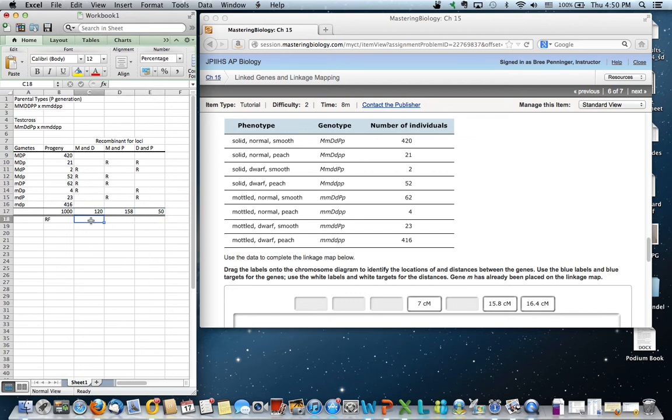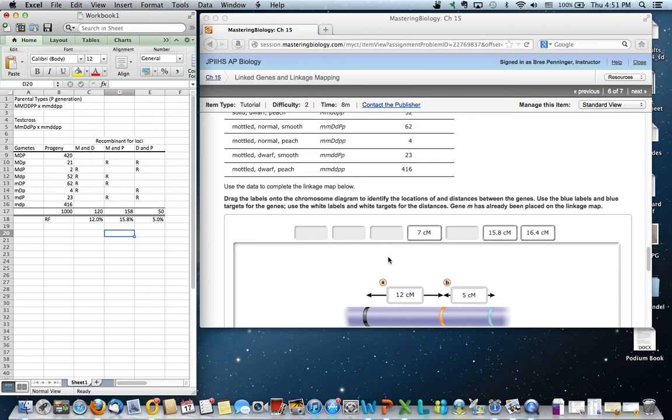So what we do now is determine the recombination frequency, or how often we see those recombinants in the progeny. So I'm actually going to do the math right here on Excel. 120 into 1,000 is 12%. 158 into 1,000, because 1,000 is our total number of offspring. And then 50 into 1,000, 5%.